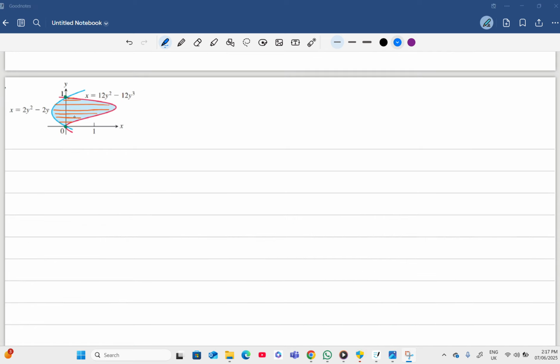Okay, now this function is the same, but here instead of having it vertically up and down, we have it left and right. So what we're going to do is always take the right function minus the left one. Okay, so let us start. We have the integration from 1 to 0, and then the right function, which is 12y squared minus 12y cubed, minus 2y squared minus 2y dy.